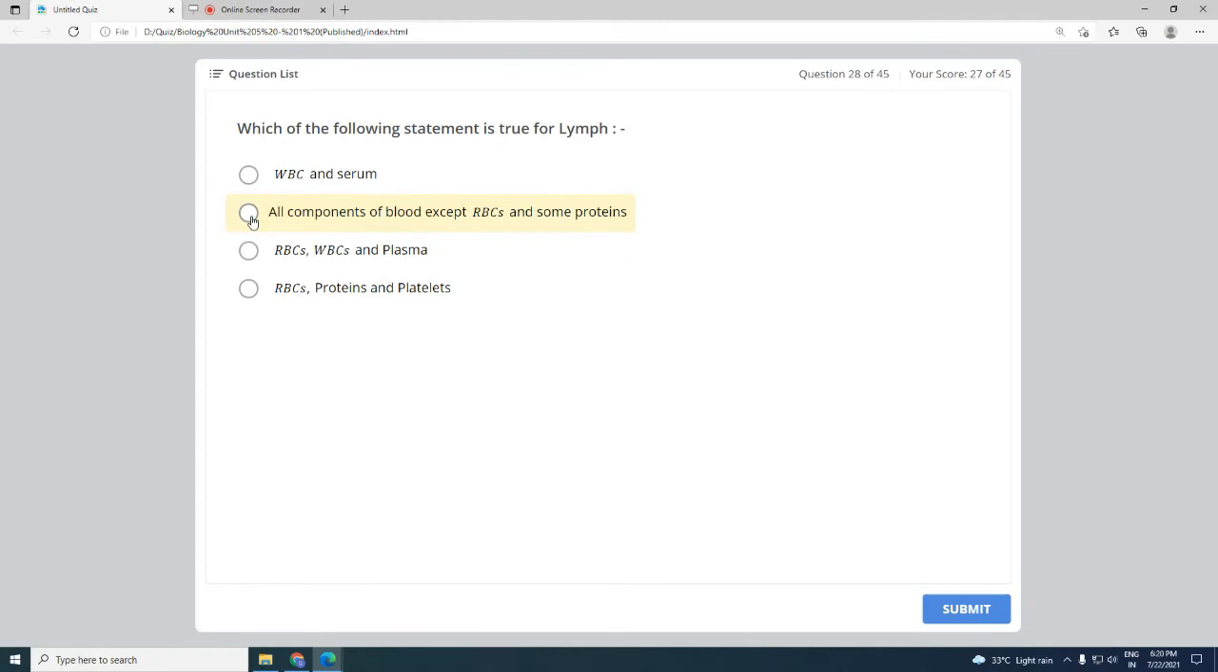All components of the blood except RBCs and some proteins.